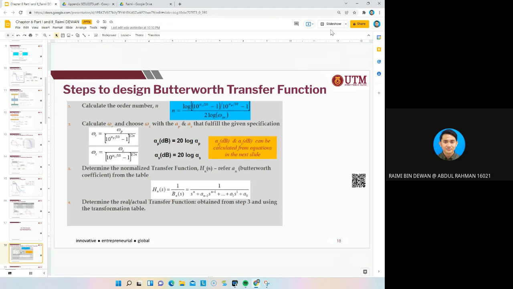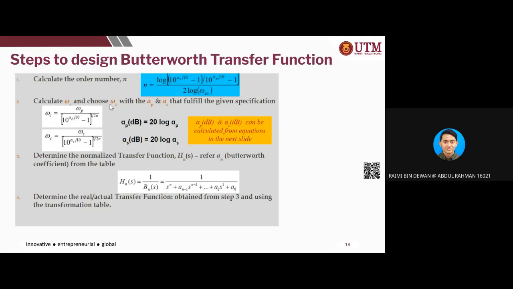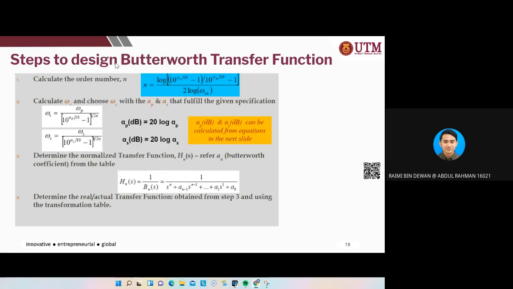And then after that, once you have chosen the value of omega c that fulfills the specification required, the third step is to determine the normalized transfer function H_N(s). Here, showing this normalized, refer to the Butterworth coefficient from the table. See from your appendix.